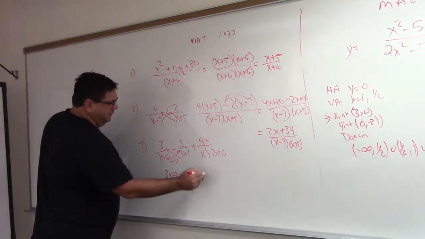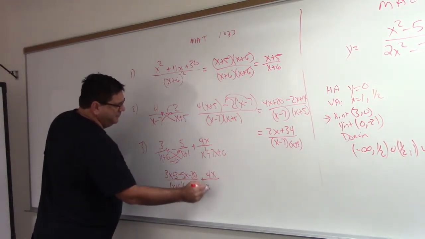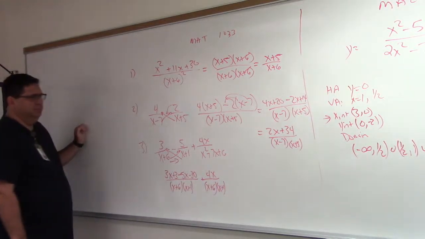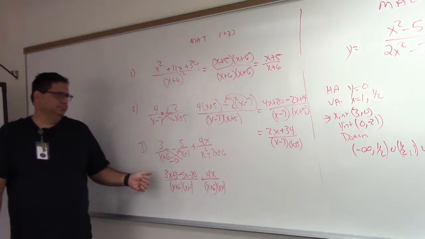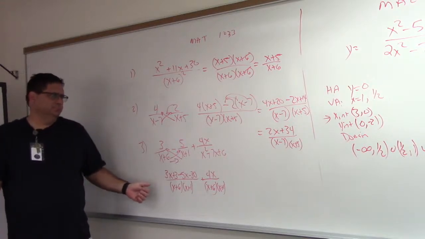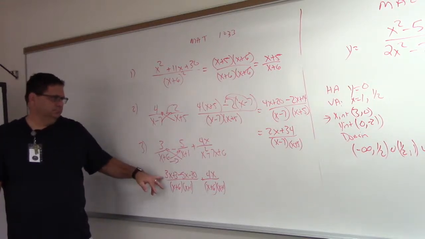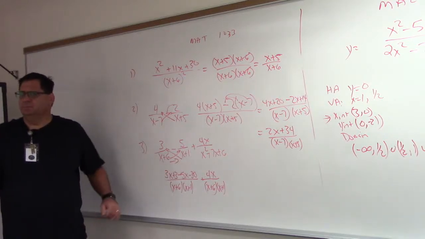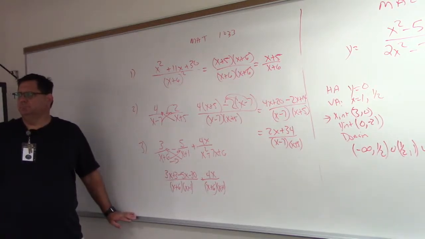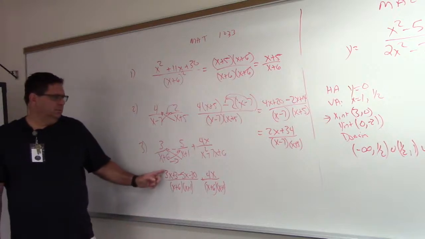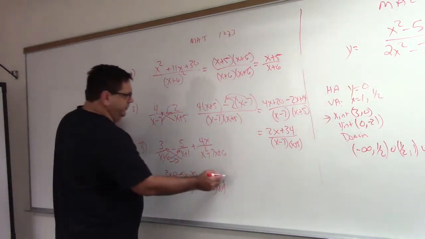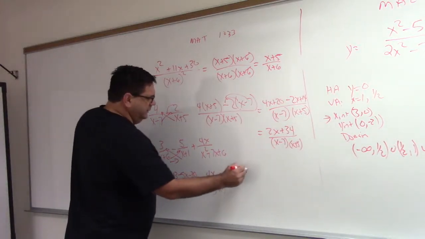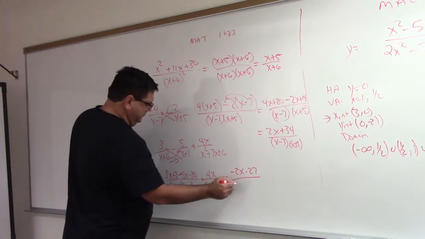I can do the long one. 3x minus 5x. No, 3x minus 5x is negative 2x. 3 minus 30 is negative 27.